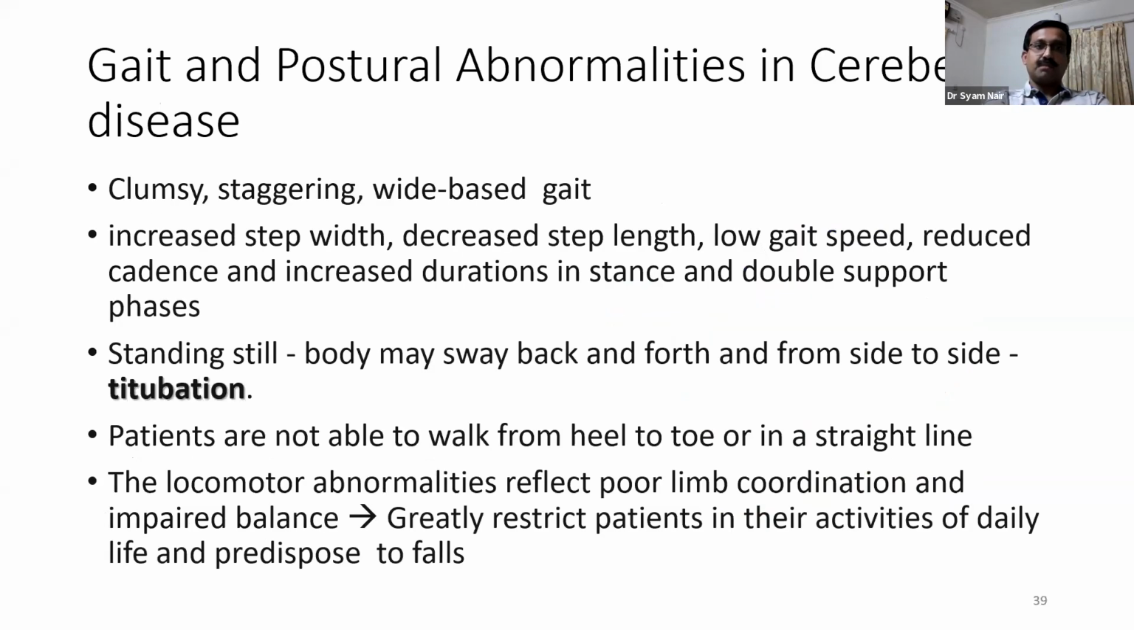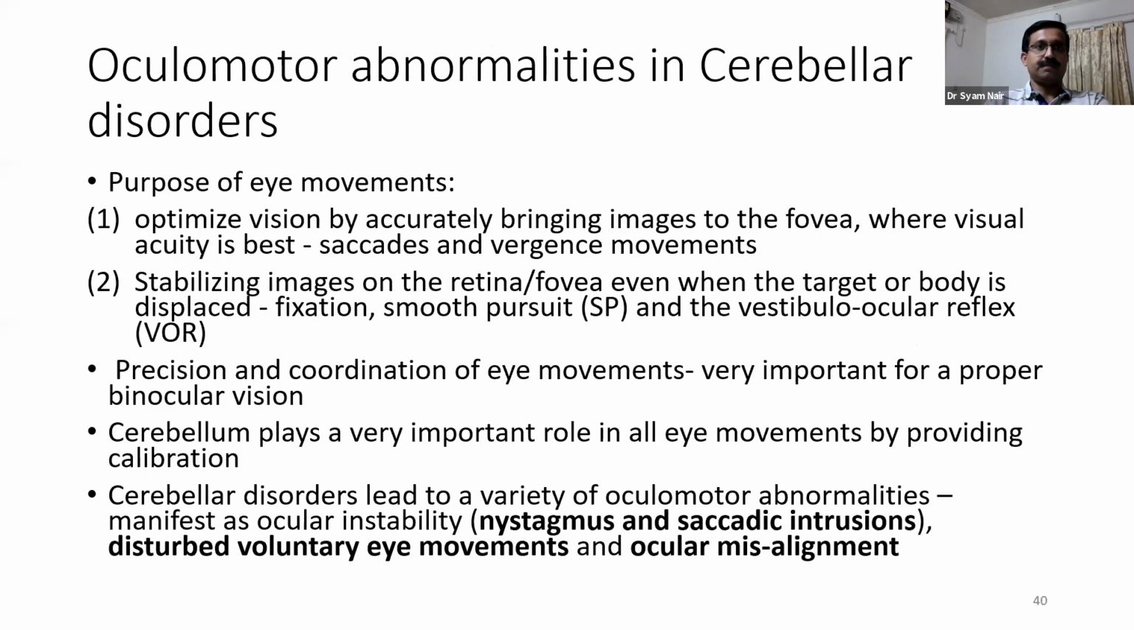The gait becomes clumsy, staggering, and wide-based. There is an increased step width, decreased step length, low gait speed, reduced cadence, and increased duration in stance and double support phase of walking. And on standing still, the body may sway back and forth and from side to side. This is called titubation. And patients are not able to walk heel to toe or walk in tandem. The locomotor abnormalities reflect poor limb coordination and impaired balance. This greatly restricts patients in their activities of daily living and predisposes them to falls.